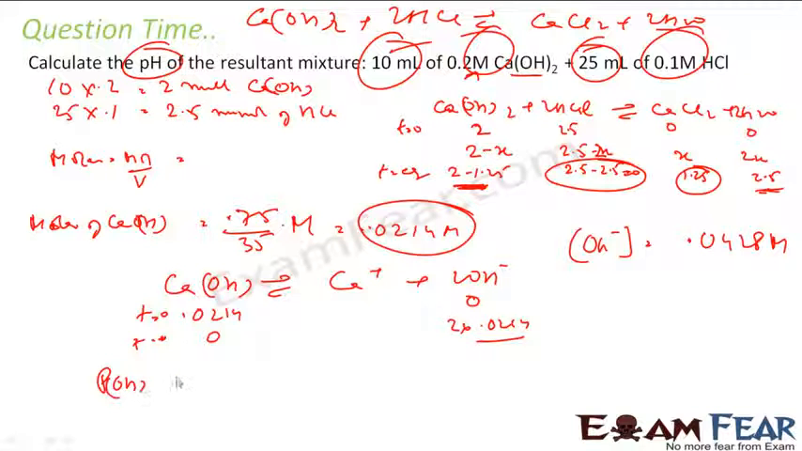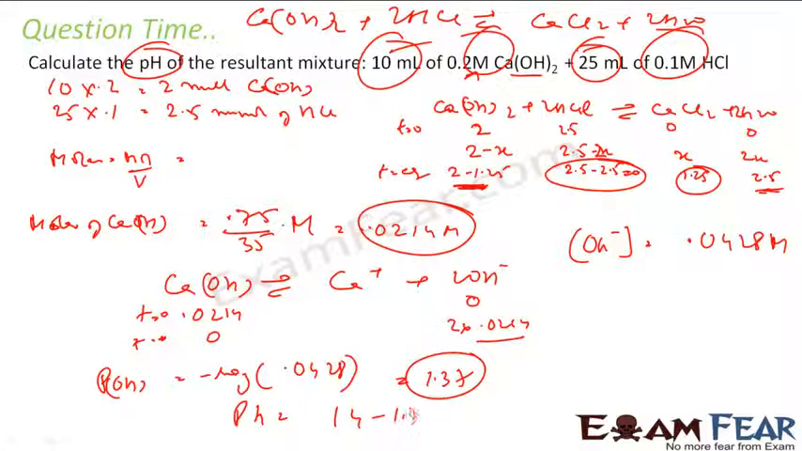So I can find pOH. pOH is what? Minus log of this value, 0.0428. This is nothing but 1.37. My pOH is 1.37. pH is what? 14 minus 1.37. That is 12.6. And that is my answer.